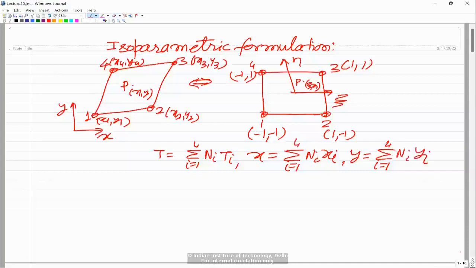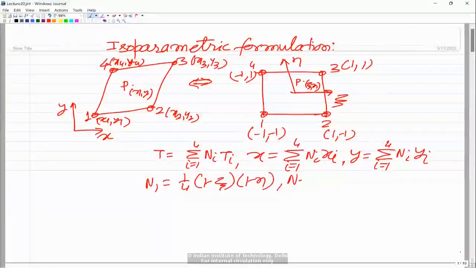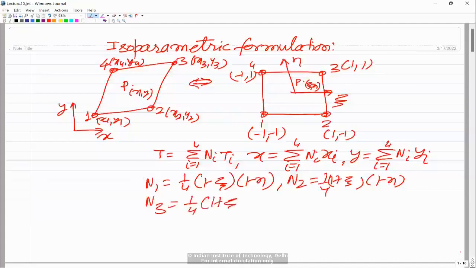We had defined the shape functions, of course, so that you can have a look at in your notes. We had said that N1 is nothing but 1 by 4, 1 minus xi, 1 minus eta, and N2 is the shape function corresponding to node number 2, which is 1 by 4, 1 plus xi, 1 minus eta, and N3 was 1 by 4, 1 plus xi into 1 plus eta, and N4 was 1 by 4, 1 minus xi into 1 plus eta. So these were the shape functions.